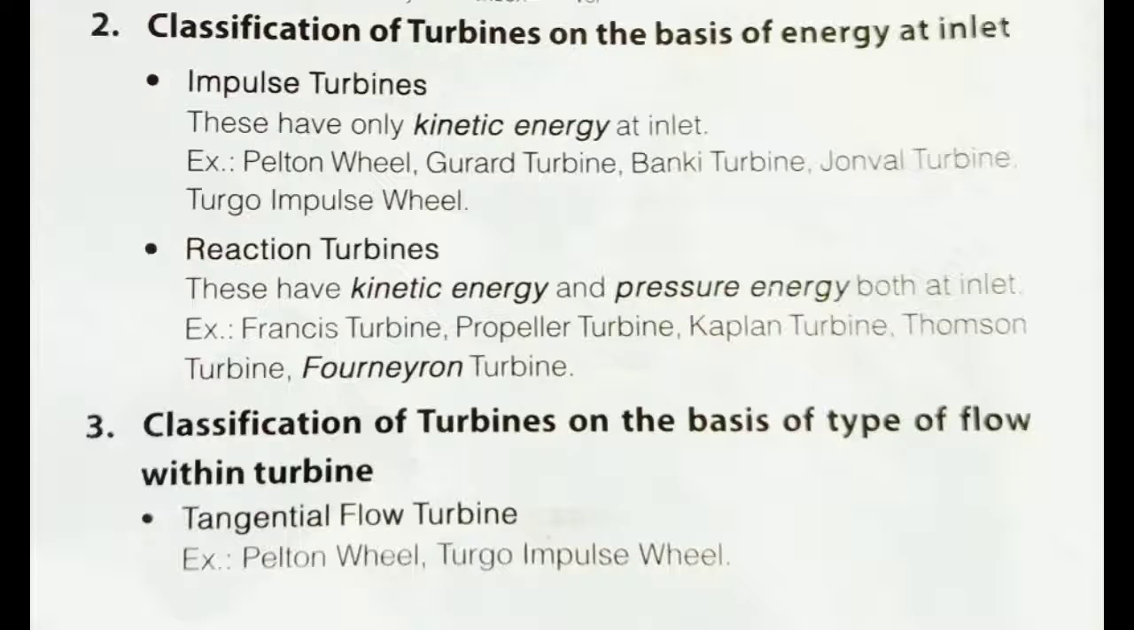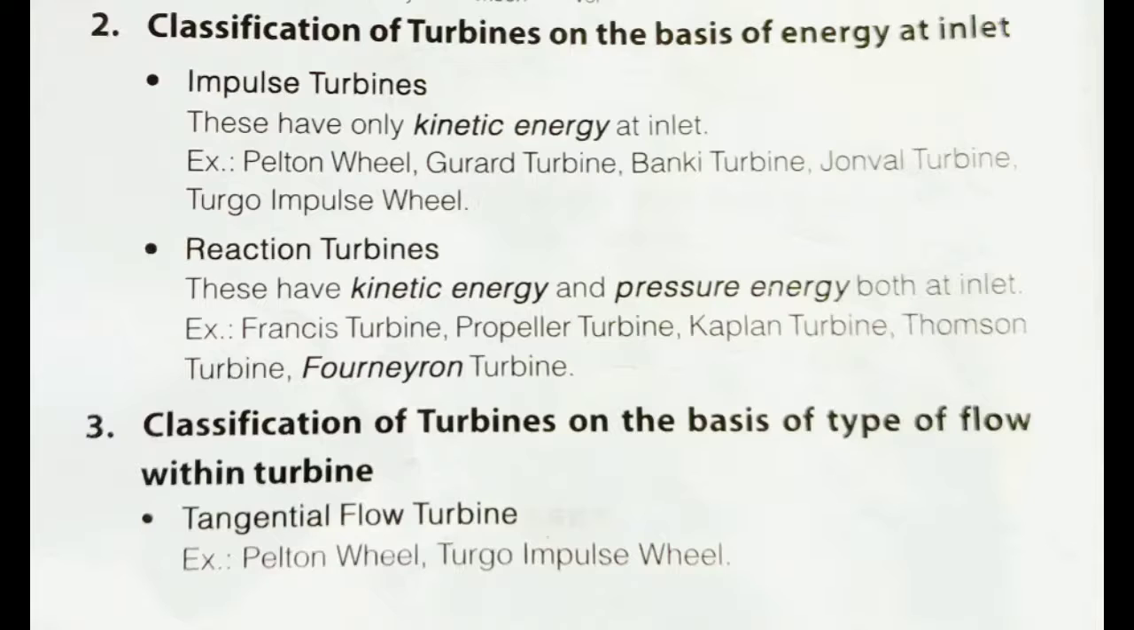Next is classification of turbines. Impulse turbines have only kinetic energy at inlet. Examples of impulse turbines are Pelton wheel, Banki turbine, Jouval turbine, Turgo impulse wheel. Important is the Pelton wheel only. And this is one of the classifications, based on the energy at inlet. First is impulse turbine, second is reaction turbine. They have kinetic energy and pressure energy both at inlet. Examples of reaction turbines are Francis turbine, propeller turbine, Kaplan turbine, Thomson turbine, etc.